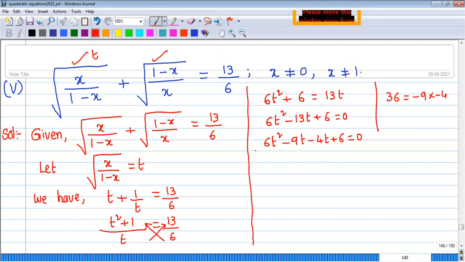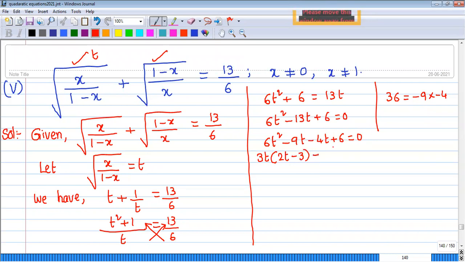Actually, this is totally based on the concept of HCF only, the highest common factor. What is the highest common factor of 6, 9? 3. 3 is the common factor. What is the highest common factor of t square, t? T. So take 3t common. That is the logic. This will be 2t minus 3.